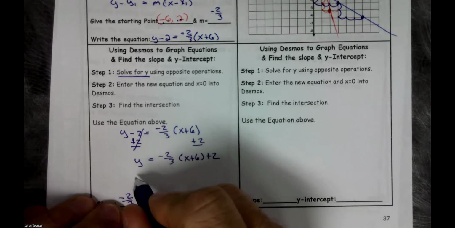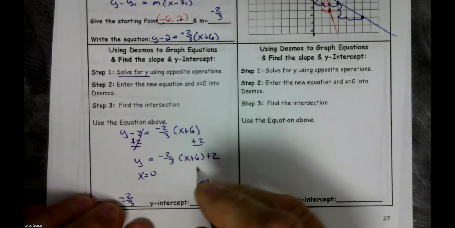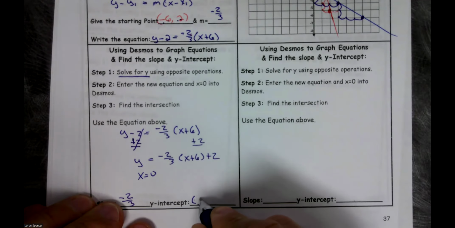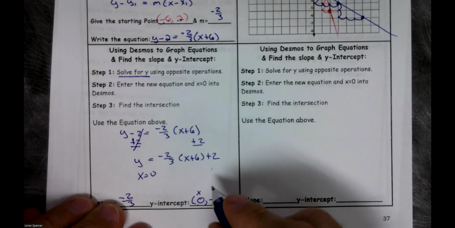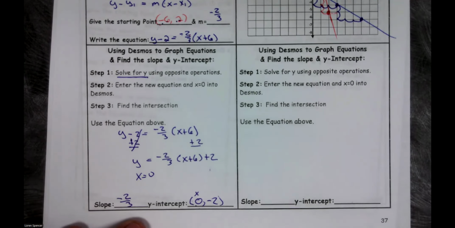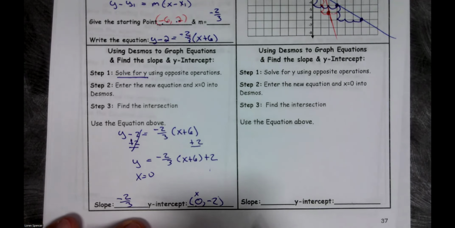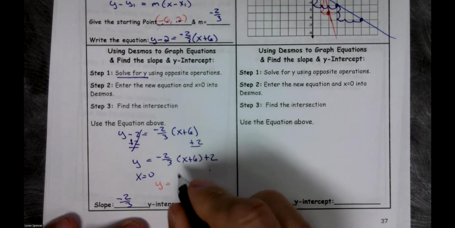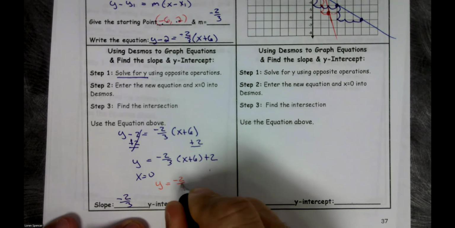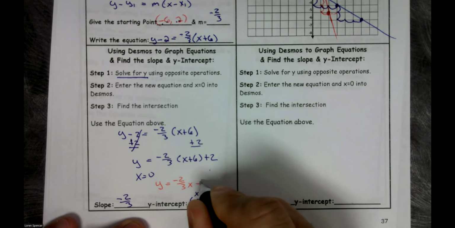And I should have written that we needed to find x equals 0, and we'll always do that because the y-intercept is always 0, or the x will always be 0. But we got negative 2, so this is our y-intercept, 0, negative 2. Okay? And if we wanted to write this in slope-intercept form, which it didn't ask us to, we could go y equals negative 2/3 x minus 2.